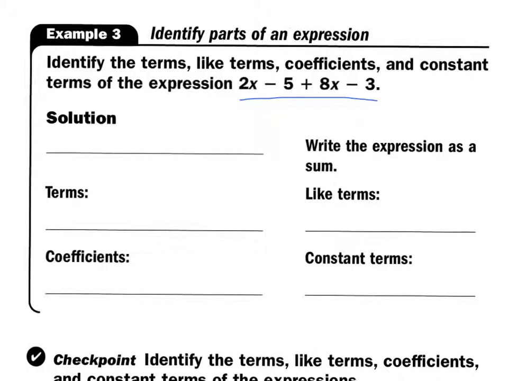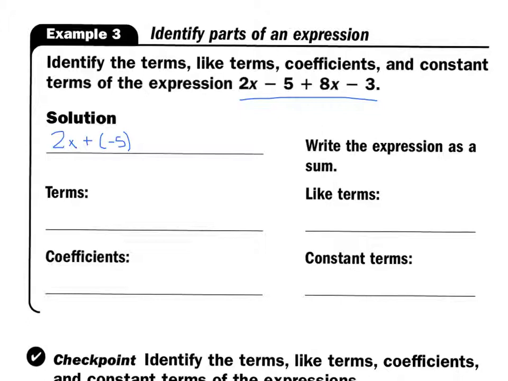But before I can work through it, I need to change this to completely addition. So watch how I do this, how I break it apart. The 2x, which is positive, is just going to stay the same. In fact, that first term will stay the same. But I'm going to change that minus 5 to a plus a negative 5.